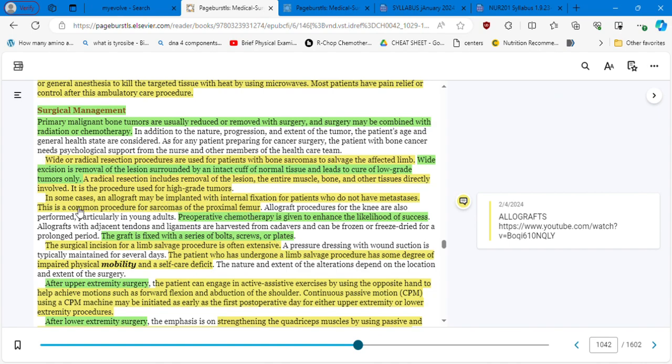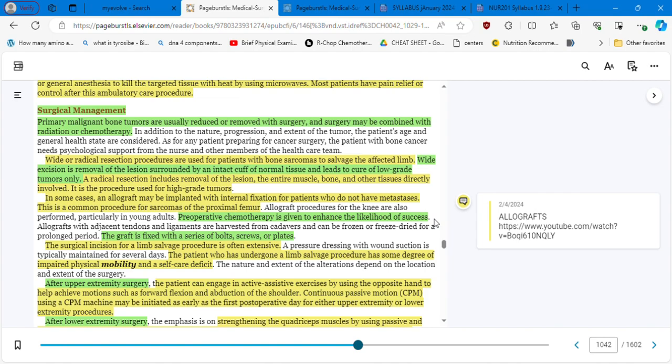In some cases, an allograft may be implanted with internal fixation for patients who do not have metastasis. This is a common procedure for sarcoma of the proximal femur. Perioperative chemotherapy, right, is given to enhance the likelihood of success.